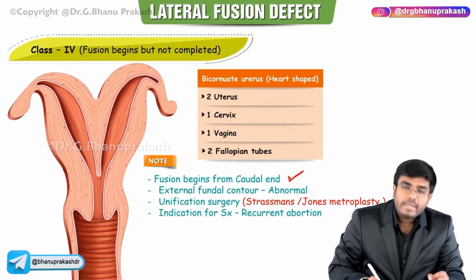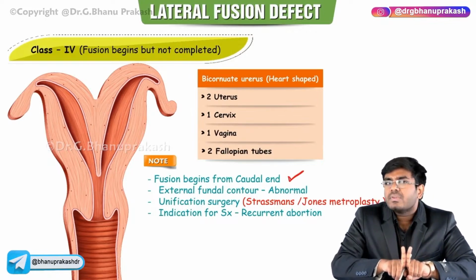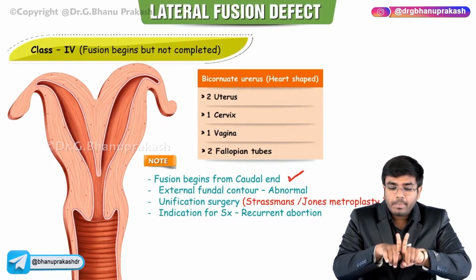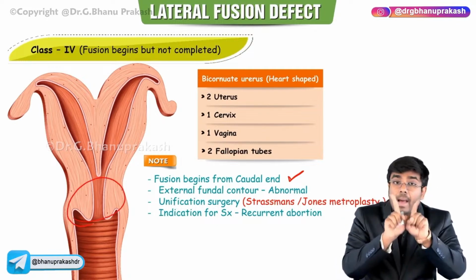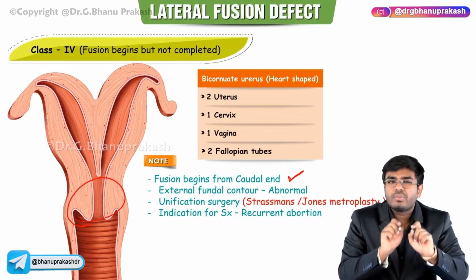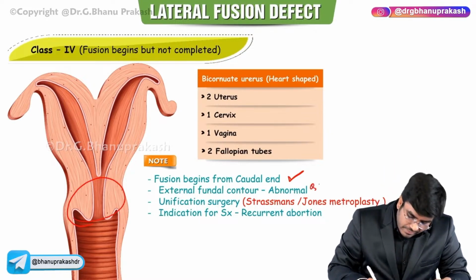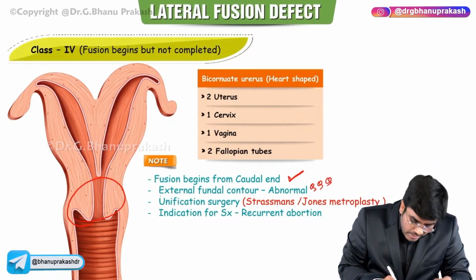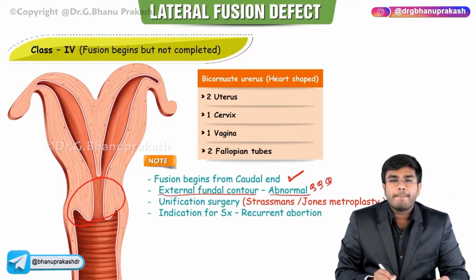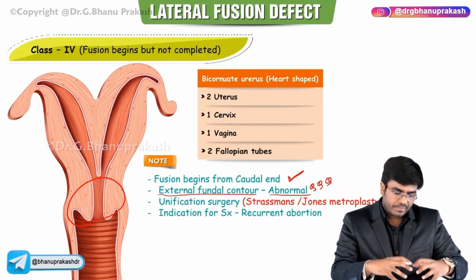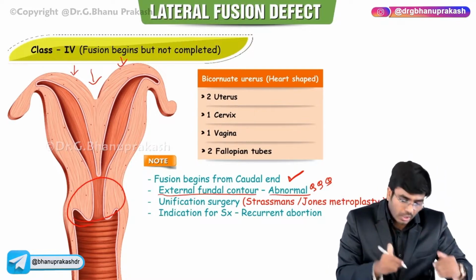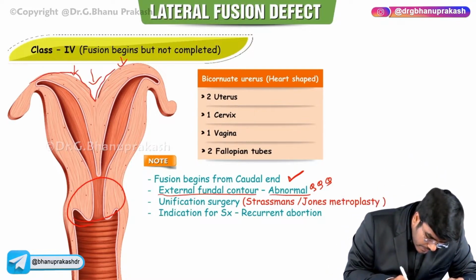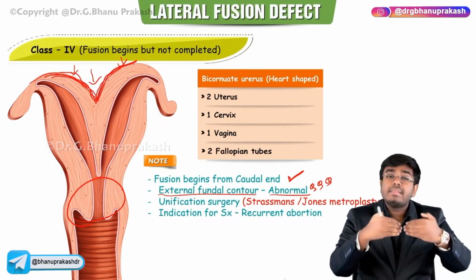Fusion begins from the caudal end, we all know. As the fusion begins from the caudal end, there is one cervix. That part which is forming the cervix is fused. That's the reason why there is only one cervix. But the above parts are not fused, so two uterine cavities. Now, guys, this is a very important MCQ. The external fundal contour is abnormal. If you see the whole uterus, this is the fundus of the uterus, we all know. What's happening here? In the fundal contour, there is a dip over here. So externally, there is a dip in this area.